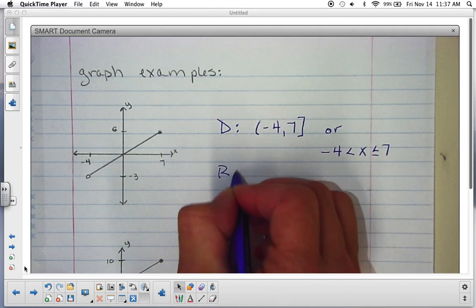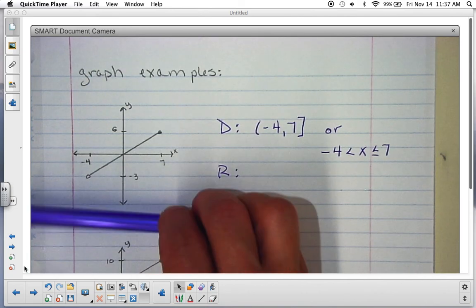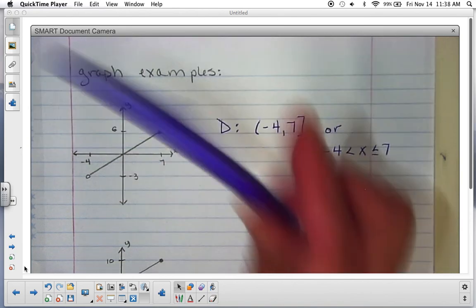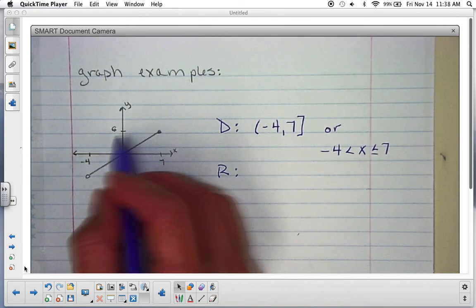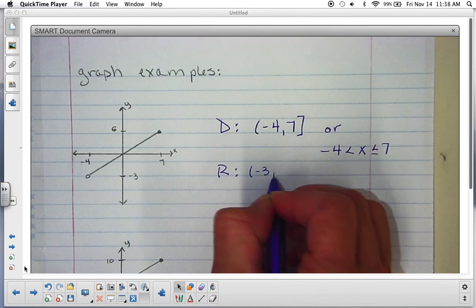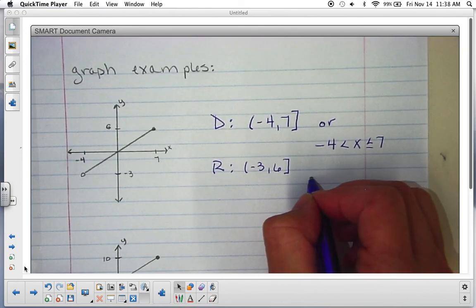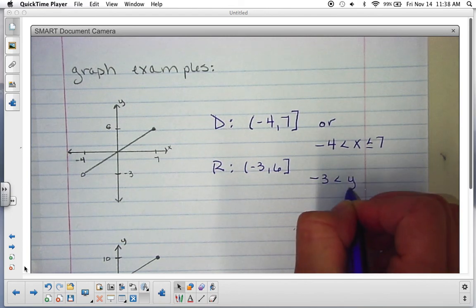And then for range, what we're looking at is our y values. So again, we're looking for the lowest number up to the highest number. My range will run from -3 up to +6. And then again, if you prefer the set notation, it would look like that.